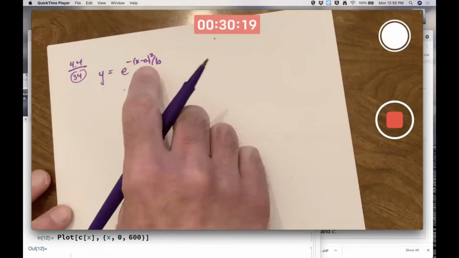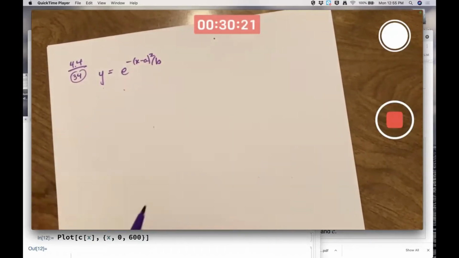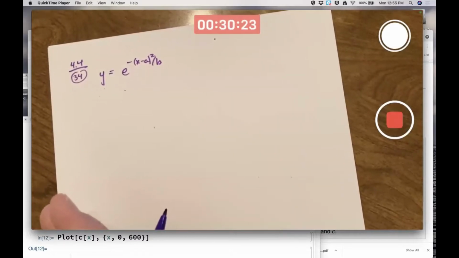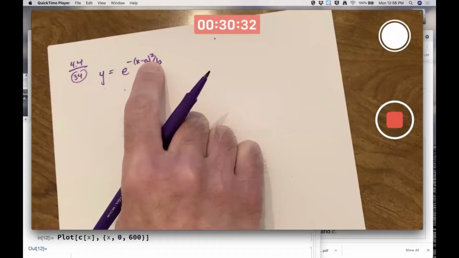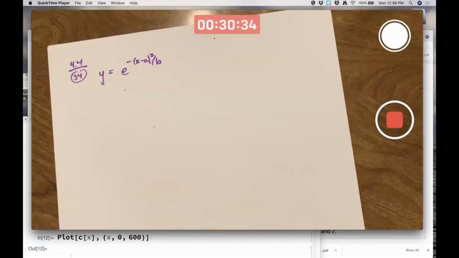So no matter what x is, you're really raising e to a negative power here. I mean, well, if x equals a, then it's the zero power, but it's never a positive power. That negative sign does not go away because of the squaring. It's not being squared. Okay. b is positive here, but a can be anything.